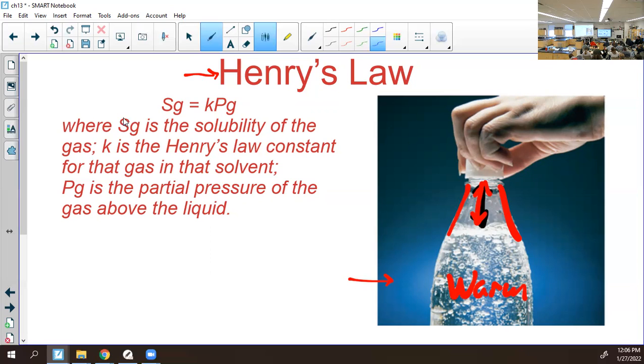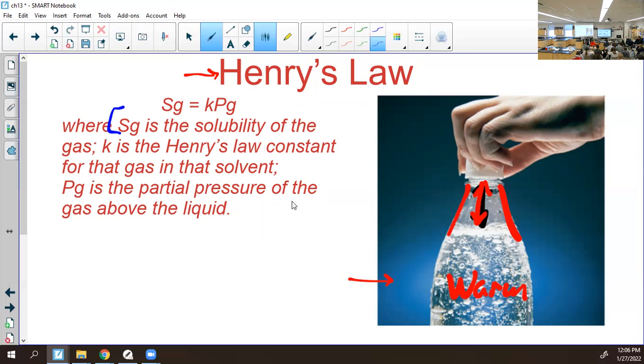Henry's law says the solubility of a gas, well, let me just read it because starting it that way made no sense. Okay, Sg equals K Pg, where Sg is the solubility of the gas, K is Henry's law constant for that gas in that solvent, and Pg is the partial pressure of the gas above the liquid.